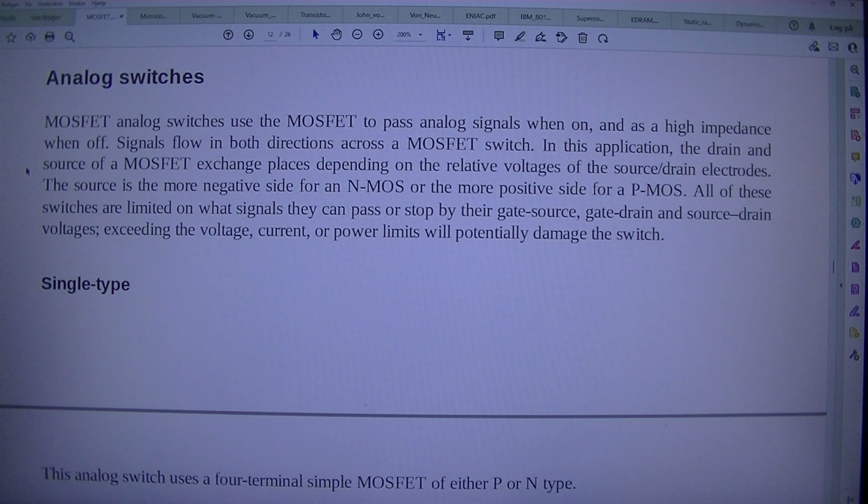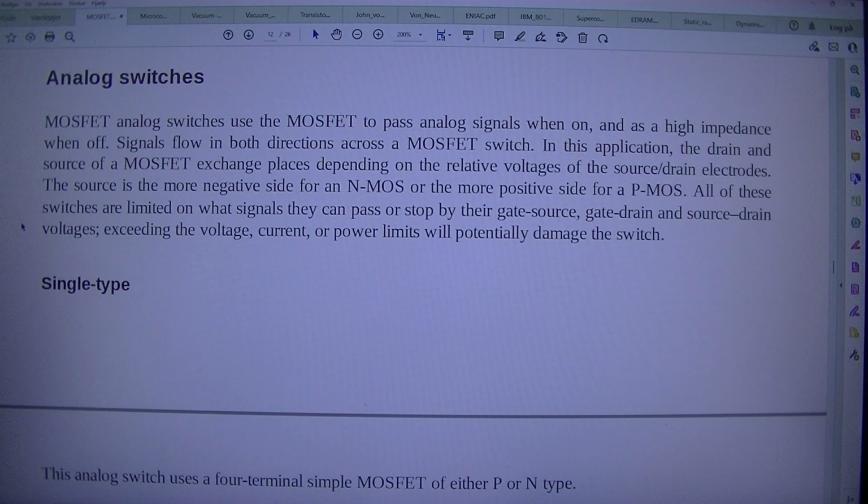Analog switches. MOSFET analog switches use the MOSFET to pass analog signals when on, and as a high impedance when off. Signals flow in both directions across a MOSFET switch. In this application, the drain and source of a MOSFET exchange places depending on the relative voltages of the source and drain electrodes. The source is the more negative side for an NMOS or the more positive side for a PMOS.